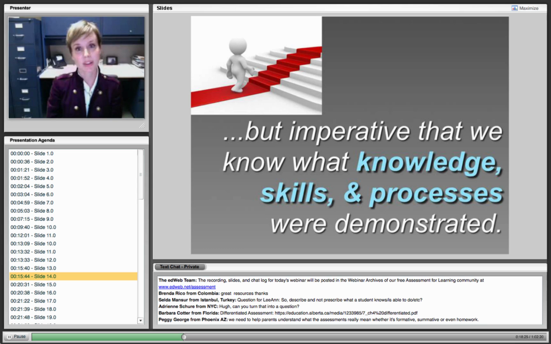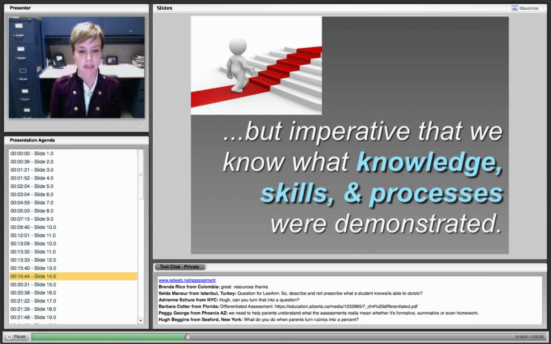And these are typically the words and descriptions we're using in standards-based reporting. If this is really new for you, you might want to read some about standards-based grading and reporting. And what we do is we take those scales, those descriptors of performance, levels of proficiency, and we layer that over every assessment that we score. Yes, we do need to help parents understand what the assessments mean, whether it's formative, summative, or even homework.